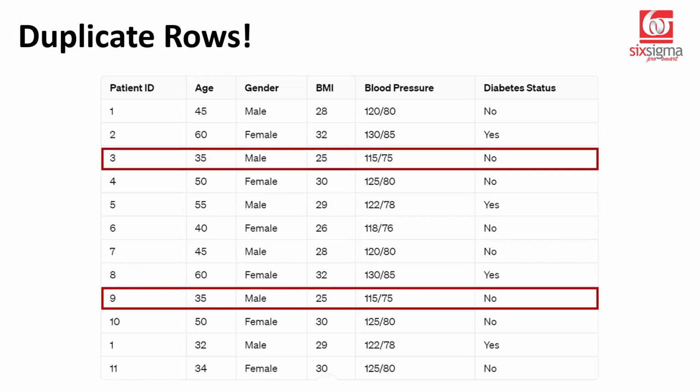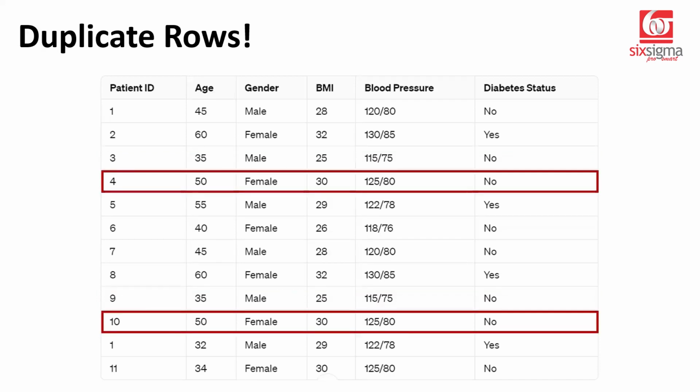Unless you're sure that these are just data entry errors. The same data has been entered twice. And if that's the case, you can simply go ahead and remove one of the records. Keep one copy and drop the duplicates. Same is the case here. We have a patient who is a female, 50 years of age, BMI values, blood pressure values, and diabetes status all are identical. But these are two separate patients. So we would not want to drop the duplicates in this case.